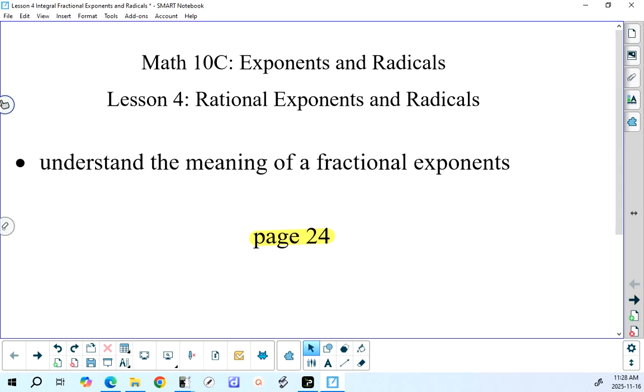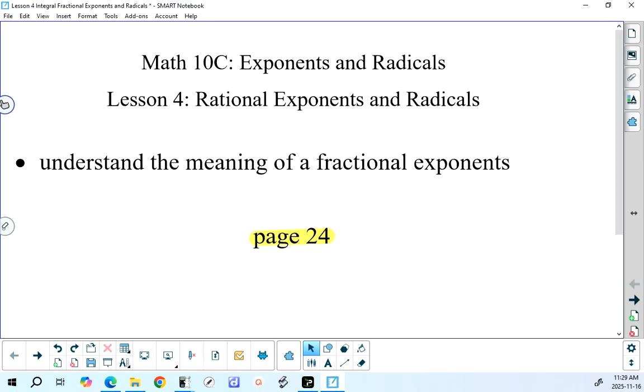What we're doing in this video is the final lesson in Unit 4 of Math 10C, which is called Exponents and Radicals. This lesson is found on page 24 of your unit handout for the West Country Outreach students. It deals with what are called rational exponents and radicals.